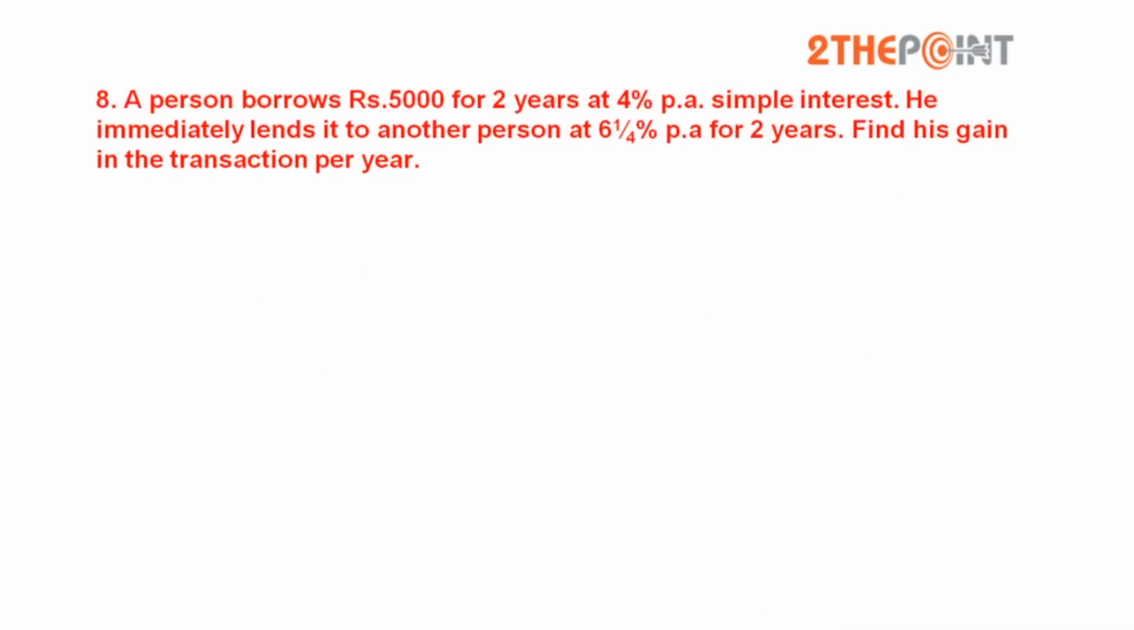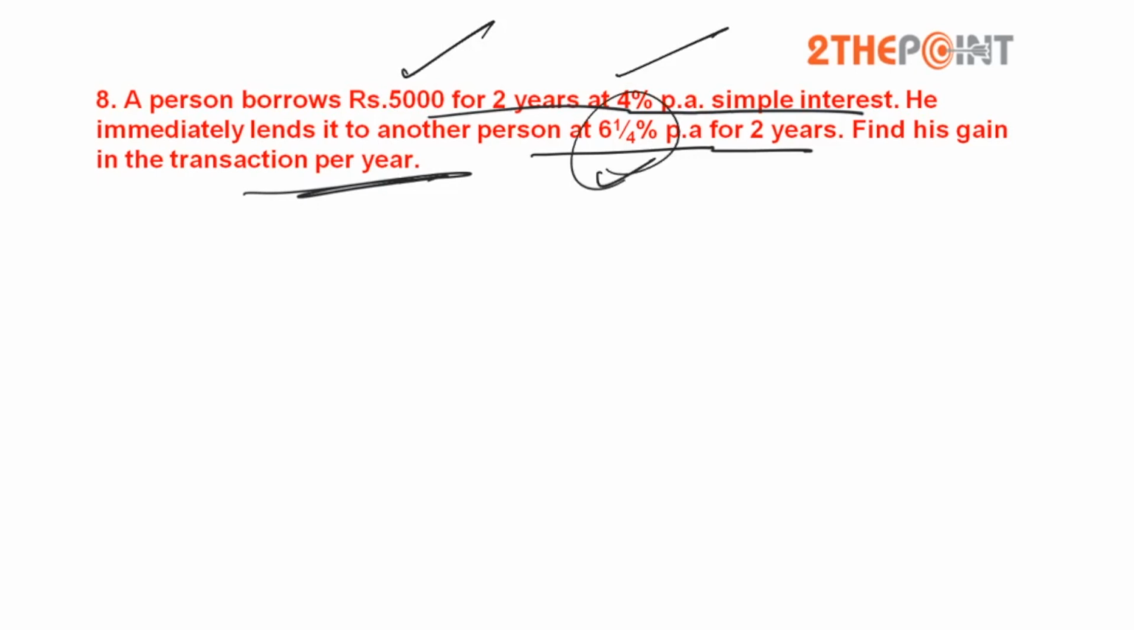A person borrows 5,000 for 2 years at 4% per annum simple interest. He immediately lends it to another person at 6 1/4% per annum for 2 years. Find his gain in the transaction per year. Here a person is borrowing 5,000 rupees at 4% interest and immediately lending the same amount to another person at 6 1/4% interest, where the time period is the same for both, that is 2 years. Here we have to find the gain in the transaction per year.